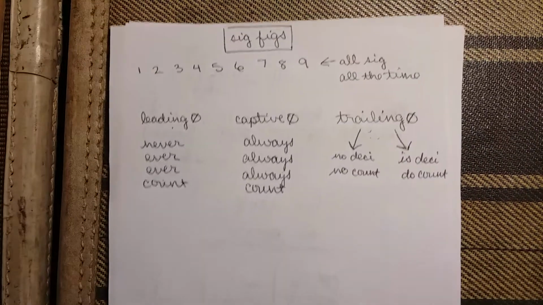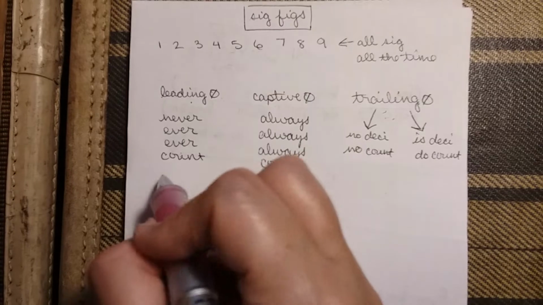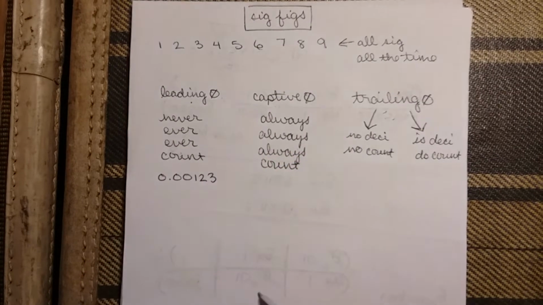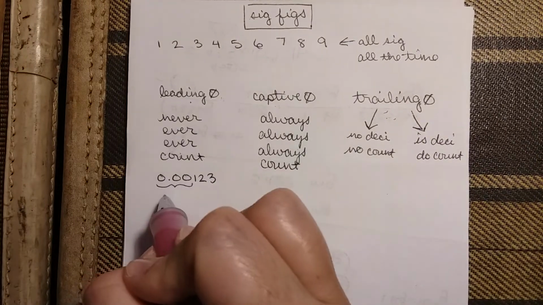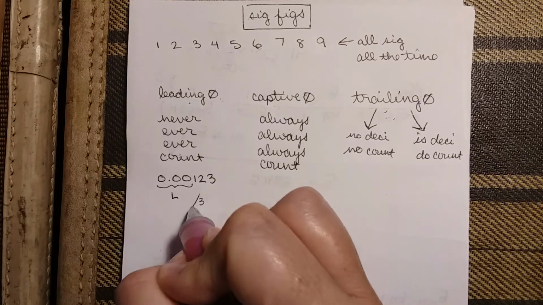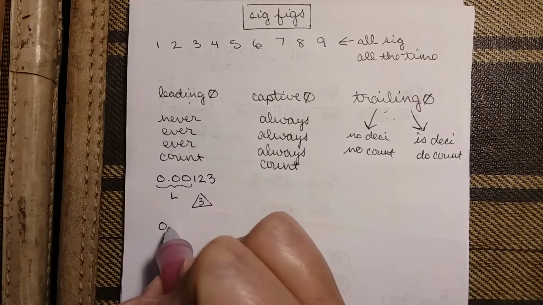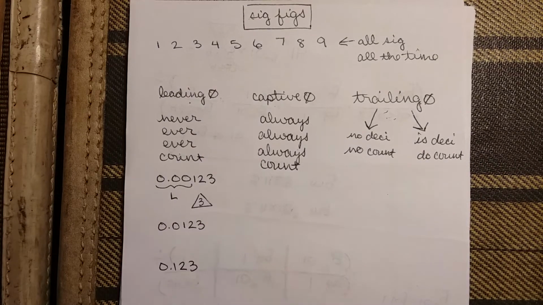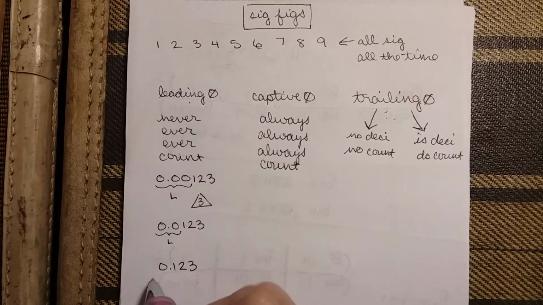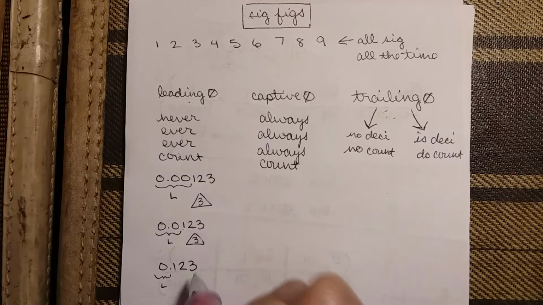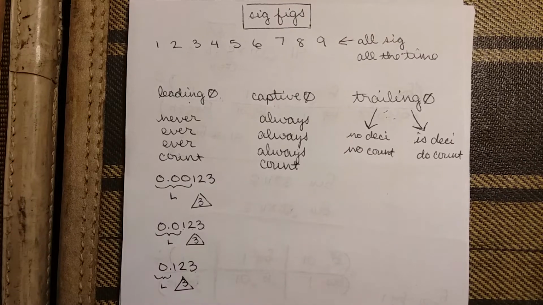So I've explained it, but I haven't given examples. Examples of leading zeros: 0.00123. These are leading. They never, ever, ever count. So this has 3 sig figs. Or it could be 0.0123. Or it could be 0.123. These are leading, so they don't count. 1, 2, 3, 3 sig figs.